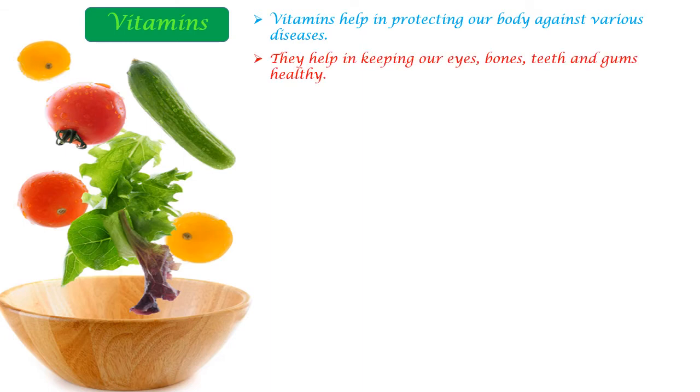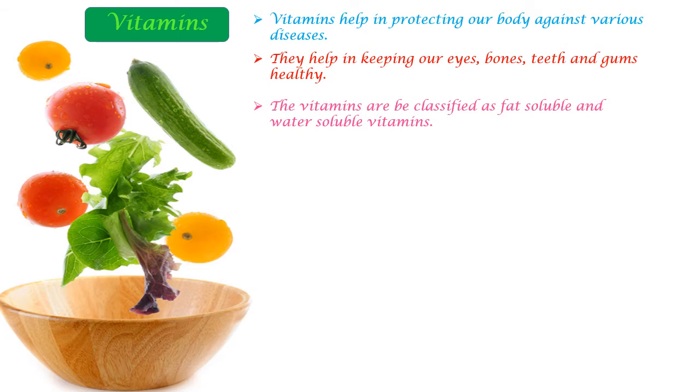Next, they help in keeping our eyes, bones, teeth, and gums healthy. So here we are mentioning certain parts of the body like eyes, bones, teeth, and gums. Vitamins play a vital role in protecting all parts of the body, and a few specific parts are given here. Let us see how it plays its vital role in protecting all these organs.